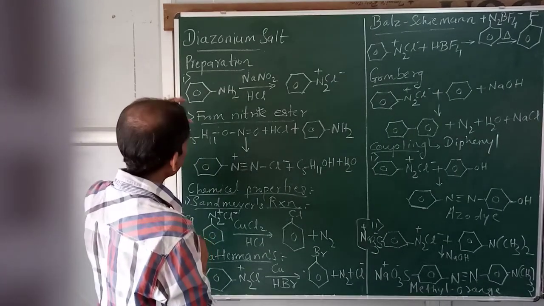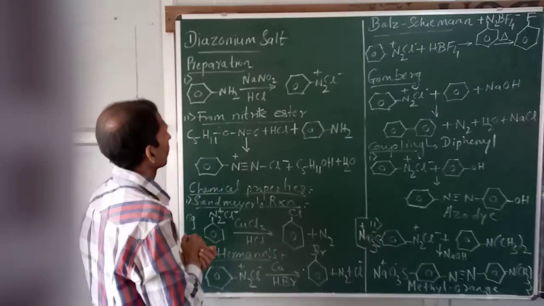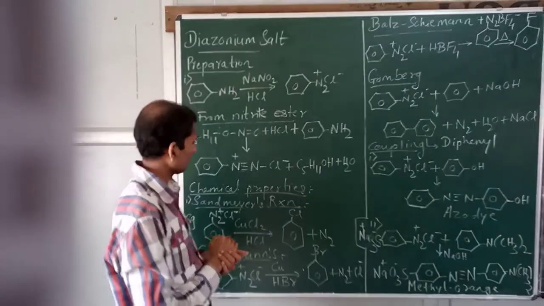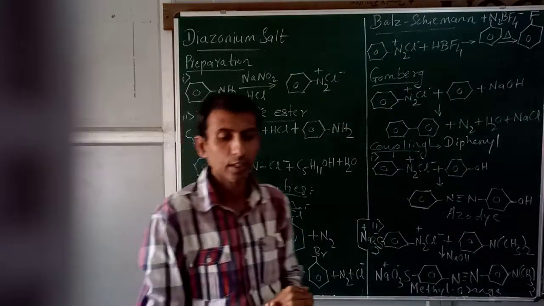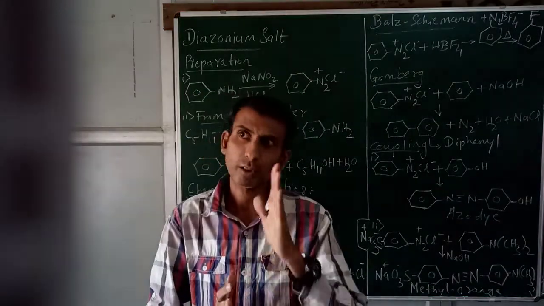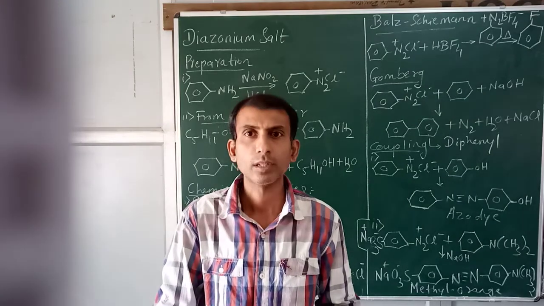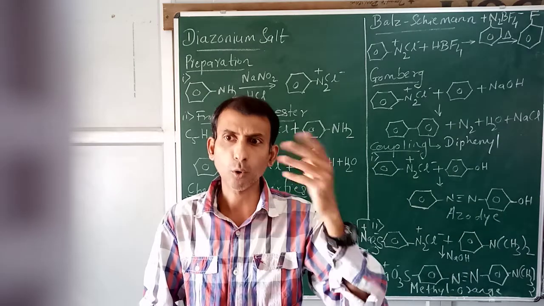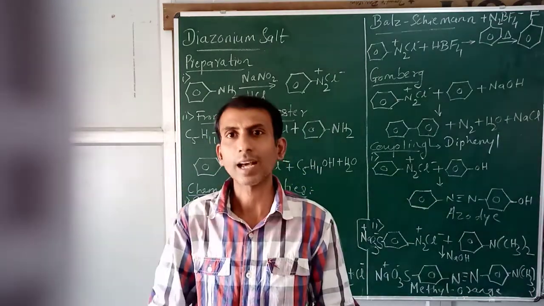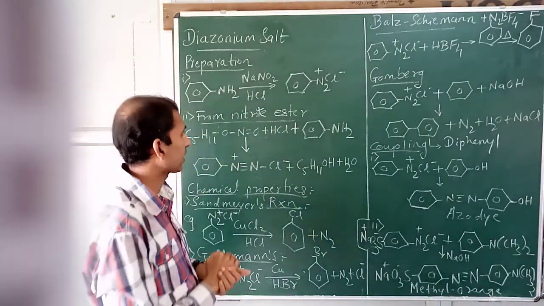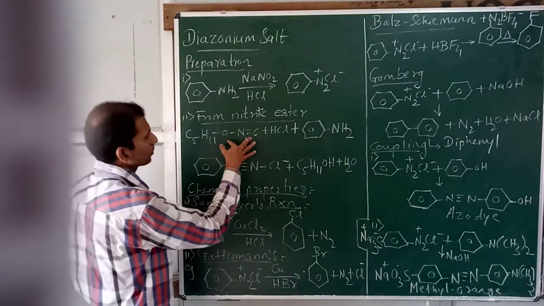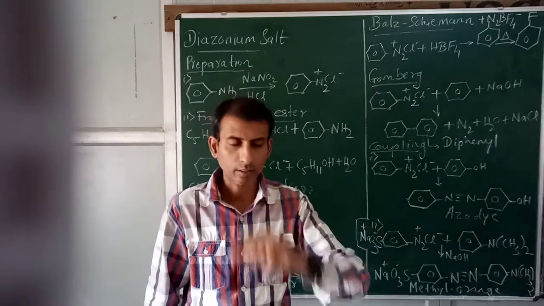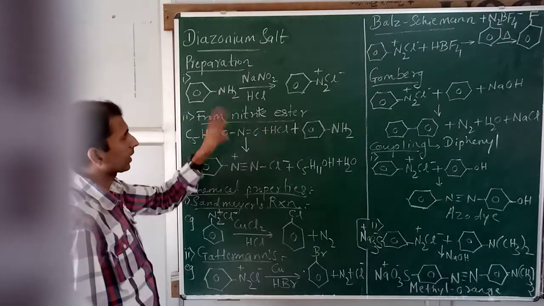And the second method of preparation of diazonium salt is from nitrite ester. Now why is it called nitrite ester? Very important. The simple functional group of ester we know in organic compounds: compounds containing the ester group, C double bond O, with another alkyl group. That will form an ester. But here, along with two oxygen atoms, we have one nitrogen atom. That's why it is called nitrite ester.